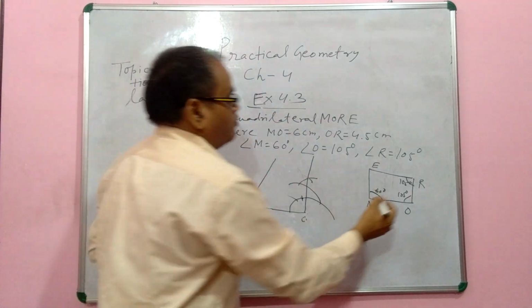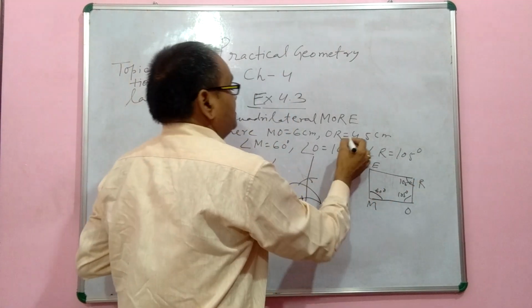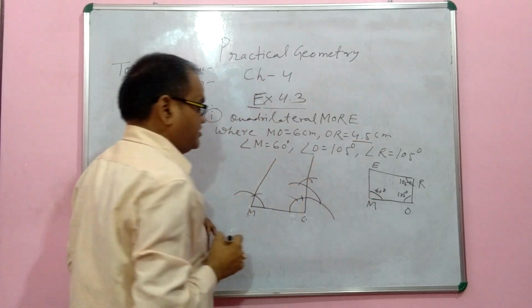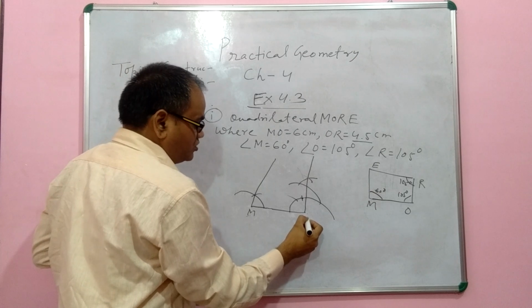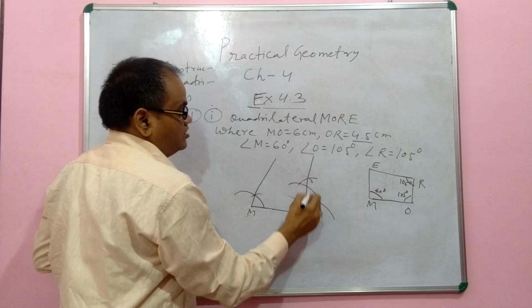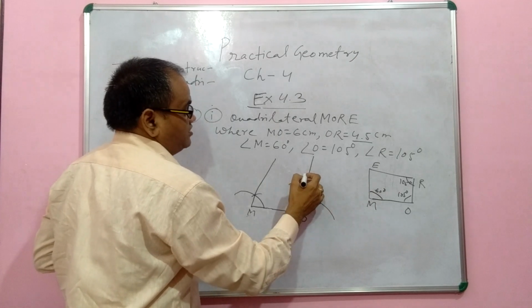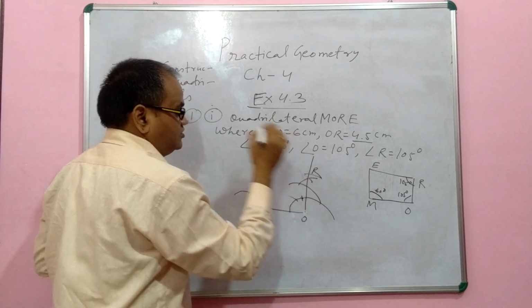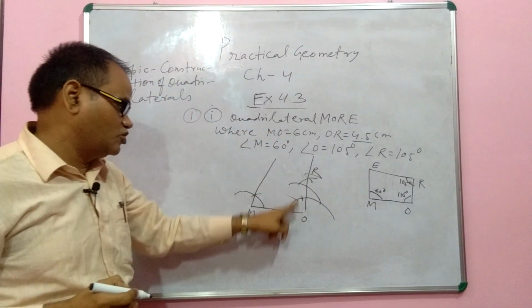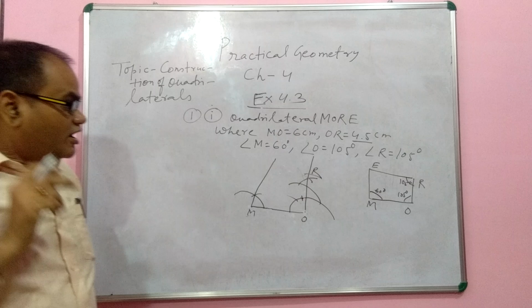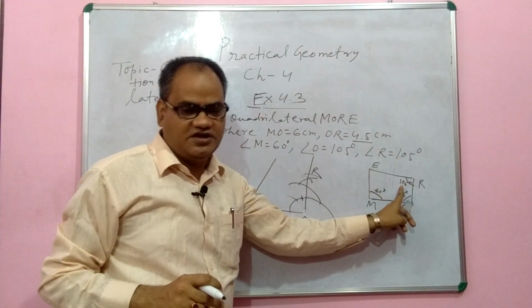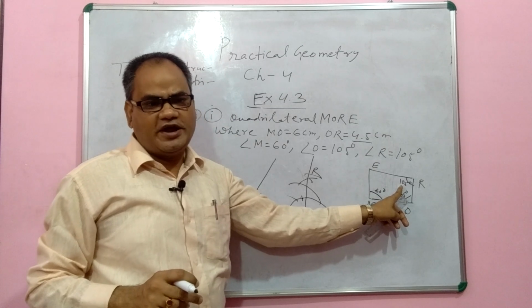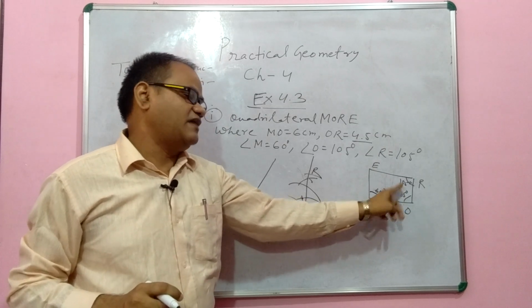Now what is this length? OR. What is the length of OR? 4.5 centimeter. OR equal to 4.5 centimeter. Now you keep your compass at O, take the length of 4.5 centimeter, cut it, name it here R. OR equal to 4.5 centimeter. Now again at point R you have to construct 105 degree.